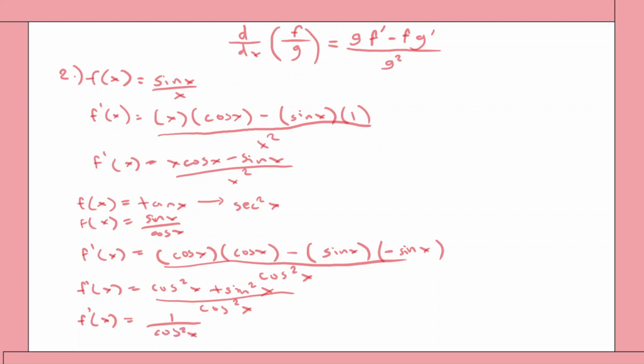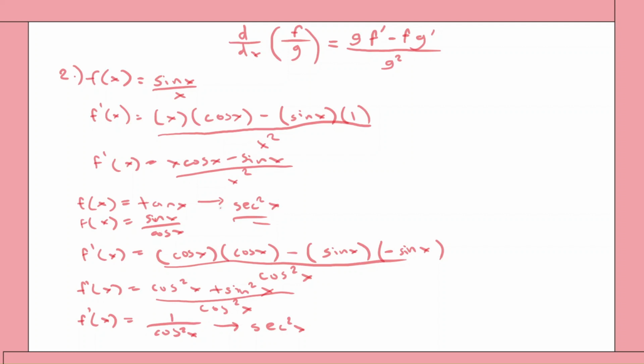And this looks like the answer, but if you recall, 1 over cosine of x can be simplified to secant. Secant is equal to 1 over cosine. So really what this is equal to is secant squared of x. So as you can see, we proved that tangent's derivative is indeed secant squared of x.